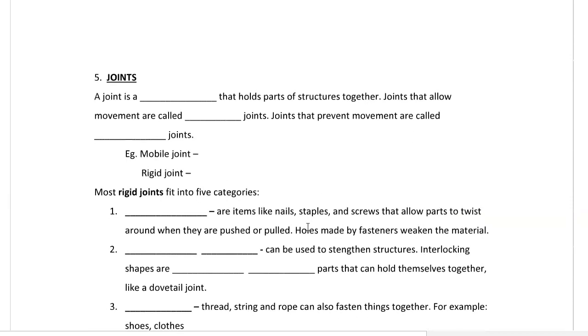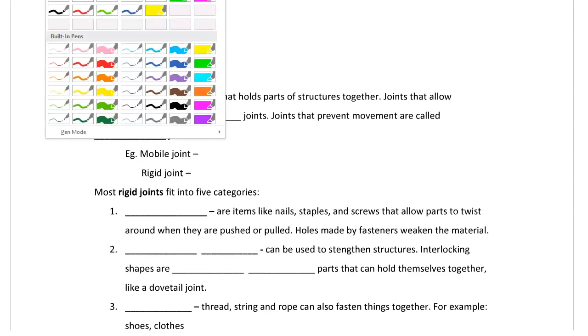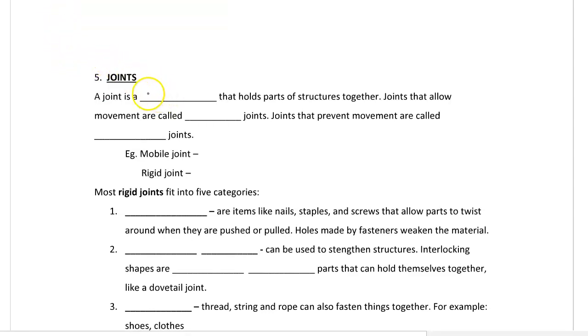A little bit more on joints. Joints, how things are actually fastened together, is going to be our last area of consideration, right? Right, so we know what it's made of, the margins of safety. How we're actually putting the different pieces together, fastening together, is kind of the last thing that we're going to consider. Now, joints that allow movement are called mobile joints, and joints that prevent movement are called rigid joints.